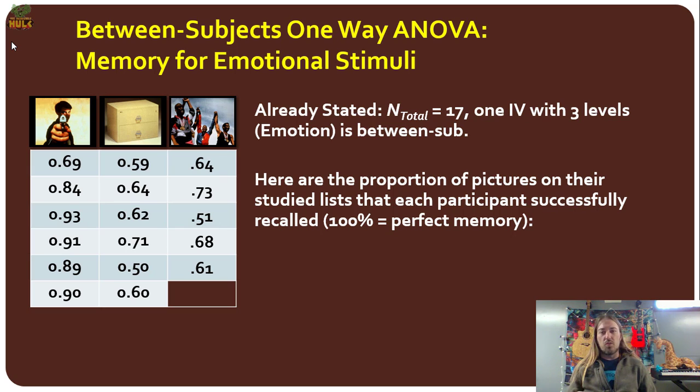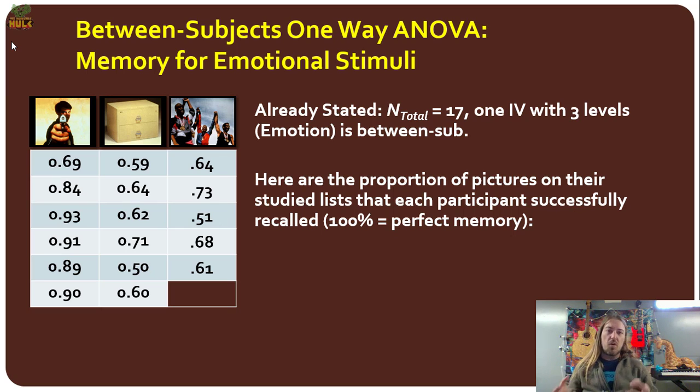We've got 6 individuals who viewed the negative images, 6 individuals who viewed the neutral images, and 5 individuals who viewed the positive images. So we have our data. We have our total sample size, 6 and 6 and 5. We've got a sample size of 17, right? A total N of 17. We have 3 levels to 1 independent variable, right? Emotion is our independent variable, or valence is sometimes what it's called in the literature. We have 3 levels because we have shown them negative, neutral, and positive. We know it's between subjects because different people experienced each type of picture.